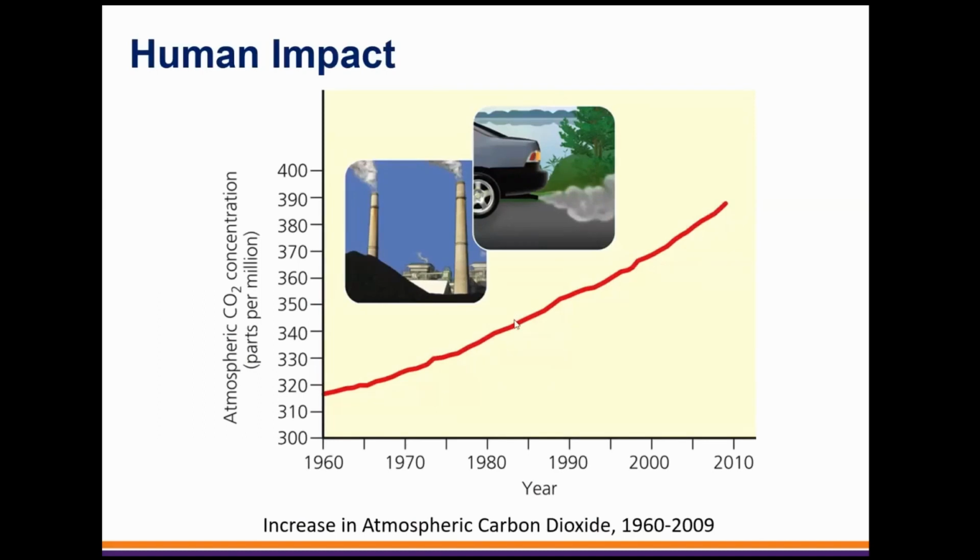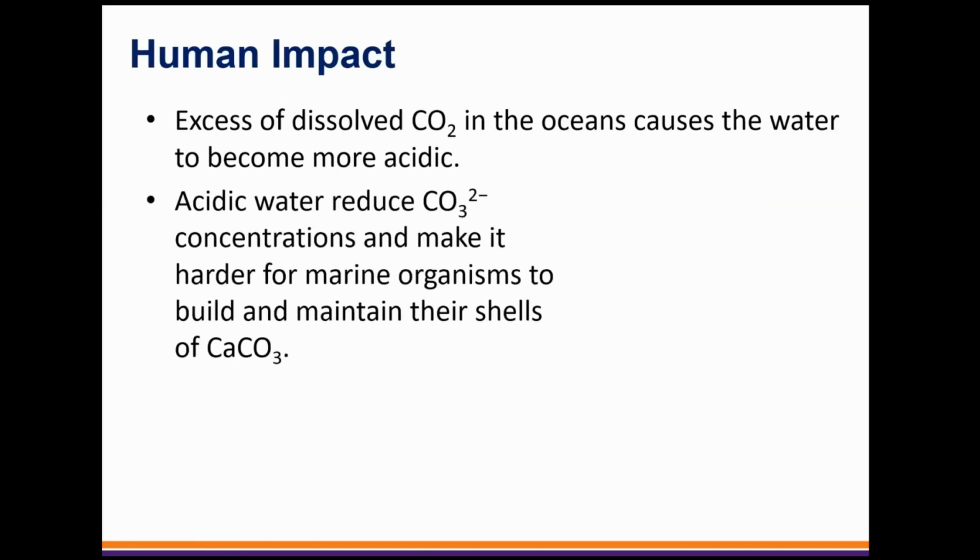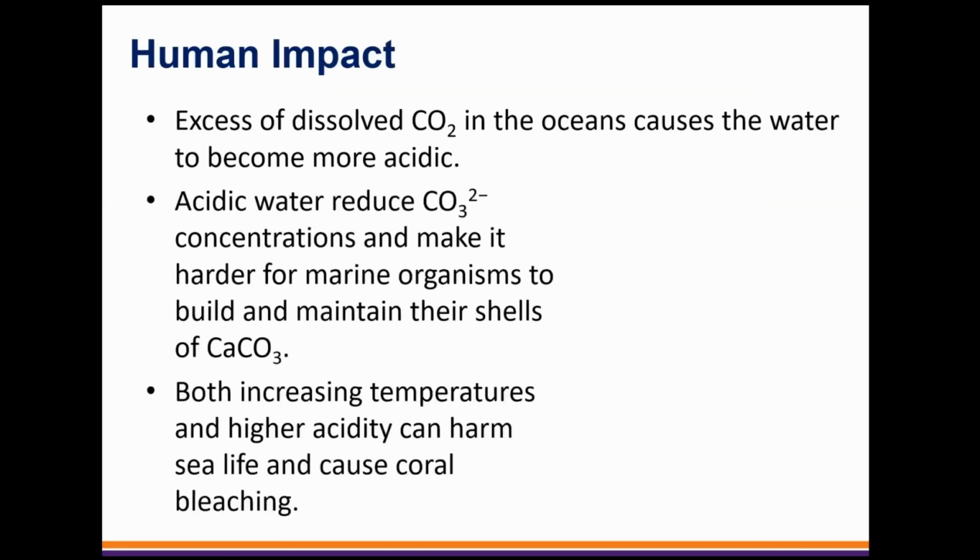Increased carbon dioxide in the atmosphere can be taken up or dissolved in the ocean. But excess dissolved carbon dioxide in the ocean can cause the water to be more acidic. When water reacts with carbon dioxide, it releases H+ or carbonic acid. Acidic water can reduce carbonate concentration and make it harder for marine organisms to build and maintain their shells of calcium carbonate. So both increasing temperature and higher acidity can harm sea life and cause coral bleaching.